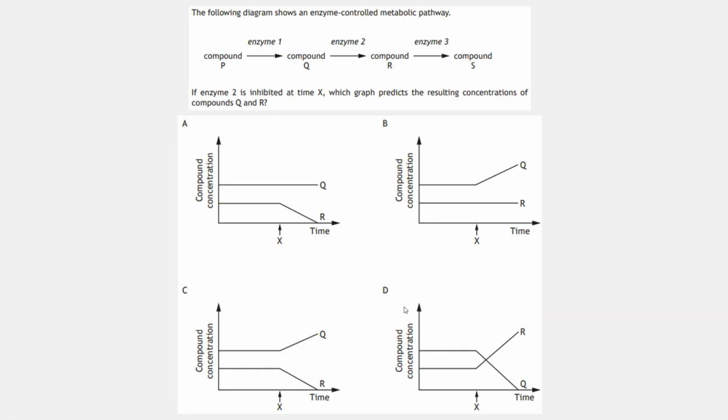So let's move on to the past paper questions. So in this one, the following diagram shows an enzyme-controlled metabolic pathway, and you're asked if enzyme 2 is inhibited or stopped at time X, which graph predicts the resulting concentrations of compound Q and compound R. Okay. Pause the video and come up with your answer.